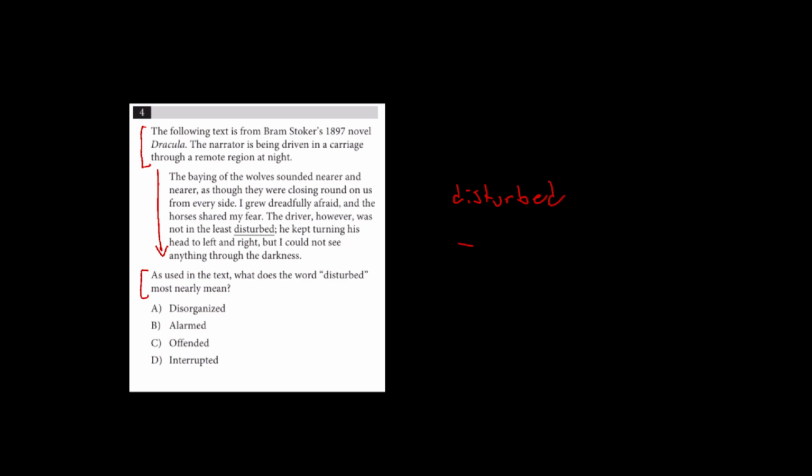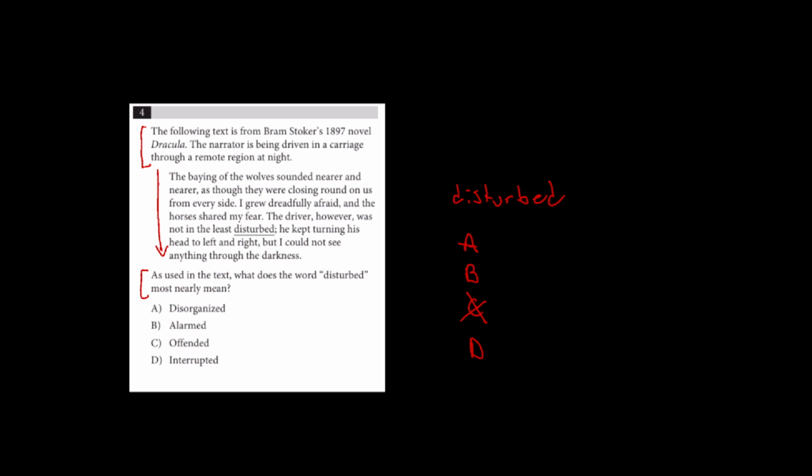Disorganized is a synonym for disturbed, so A is possible. Alarmed is a synonym. Offended, not so much, so we're going to cross out C. And interrupted is also a synonym. So now we're looking at just A, B, and D. And this is when we can put them into the context of the passage and see which one sounds the most correct. So disorganized.